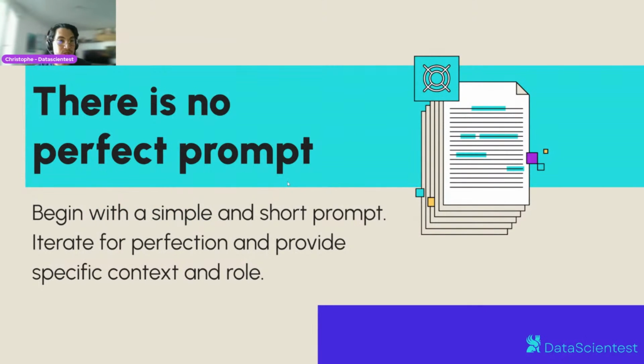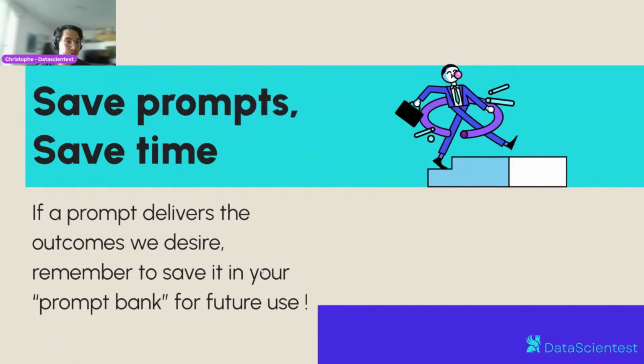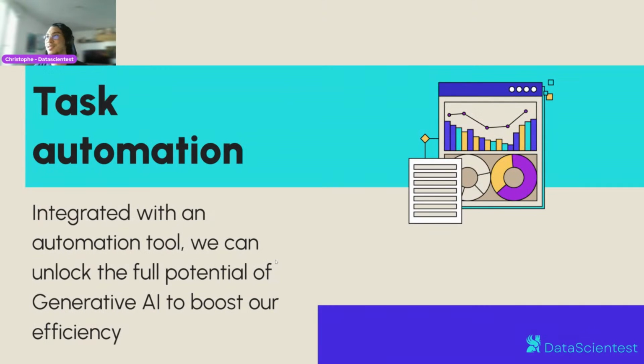There is no perfect prompt. So just begin with a simple prompt and iterate and iterate and iterate again until you get exactly what you want, right? Do not forget to give it context and role. Save your prompt to save some time. If you have a prompt that works well for a task that is going to be repetitive, then do not hesitate to save it into a prompt bank for future use.